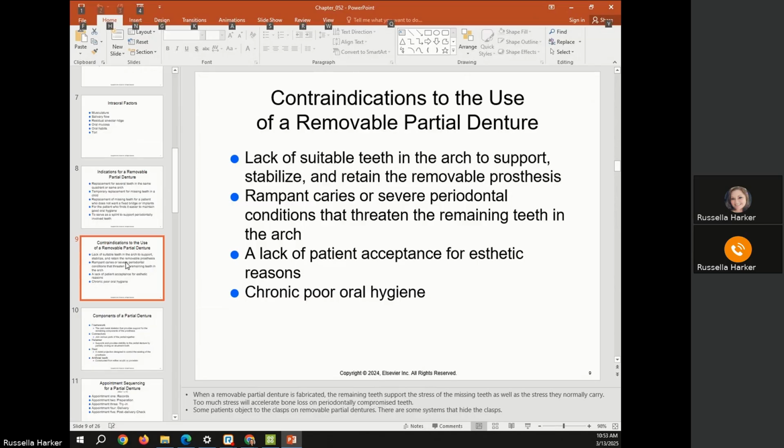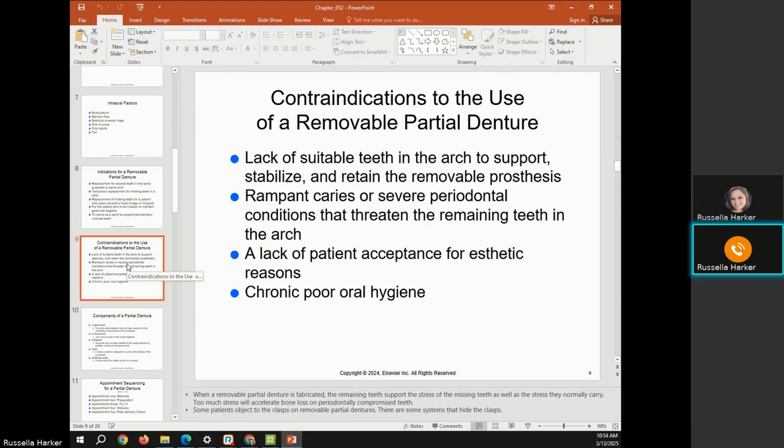Contraindications to the use of a removable partial denture would be lack of suitable teeth in the arch to support, stabilize, and retain the removable prosthesis. So if the teeth remaining in the arch were not good support teeth, did not have good bone around them, or were decayed, we would not want to use them to support this prosthetic, because those teeth are going to be part of the denture soon if they are decayed or have a lot of bone loss.